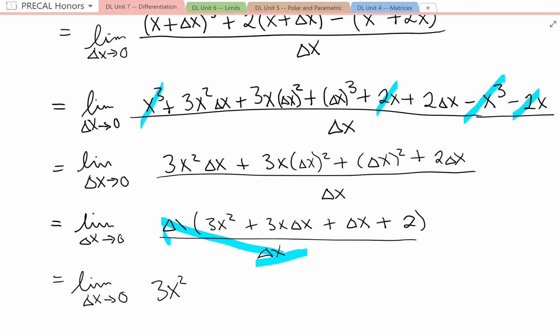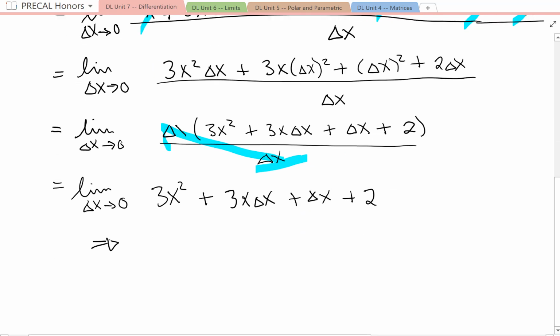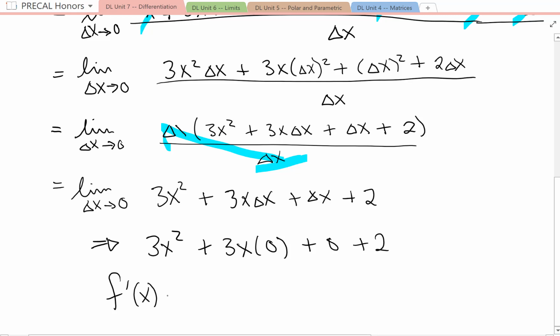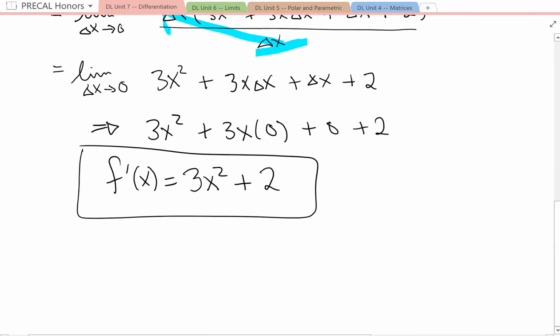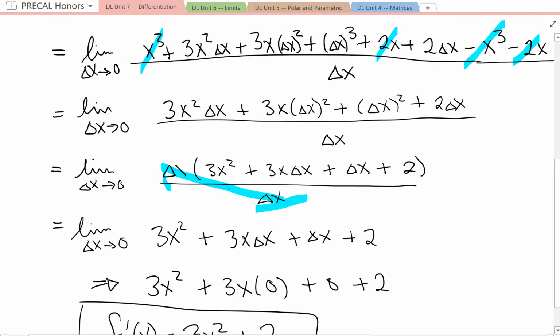So the limit as delta x approaches 0 of 3x squared plus 3x delta x plus delta x plus 2. And now we can use direct substitution, 0 for delta x. So you're left with 3x squared plus 3x times 0 plus 0 plus 2. So f prime of x, the derivative of the original function, is 3x squared plus 2. We started off with a cubic function, so it makes sense that the derivative would be a parabola, a quadratic, based on the pattern we've seen.